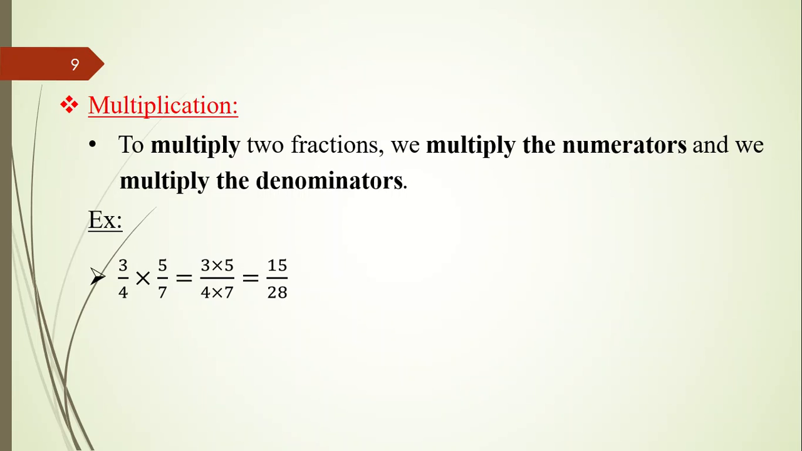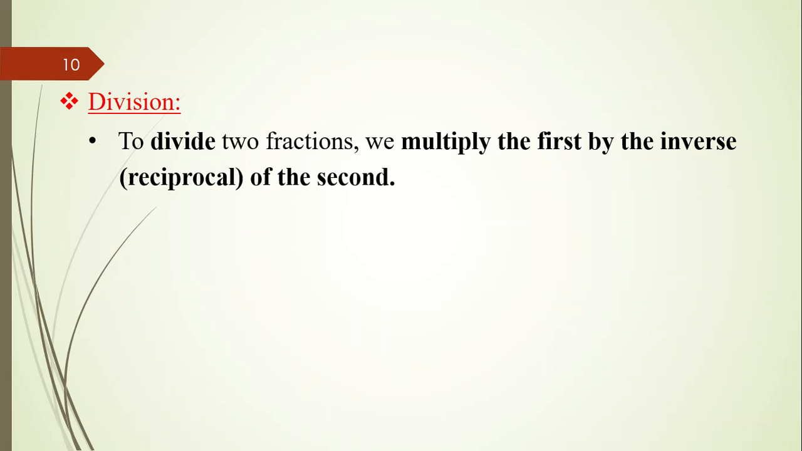So here 3 over 4 multiplied by 5 over 7. We should multiply 3 by 5 and 4 by 7, which gives 15 over 28. 9 multiplied by 3 over 2, it's 9 over 1 multiplied by 3 over 2, which is equal to 27 over 2. Division. To divide two fractions, we multiply the first by the inverse or reciprocal of the second.